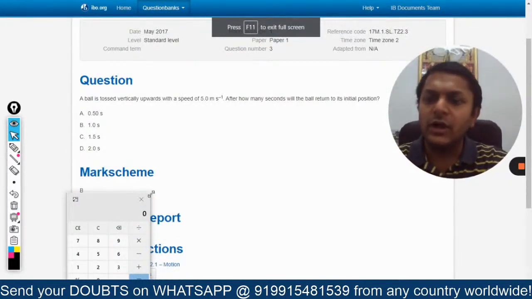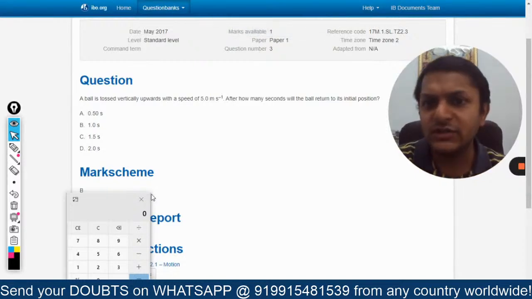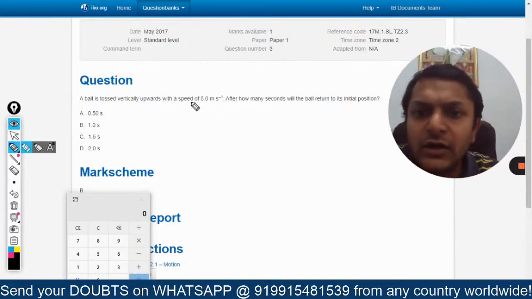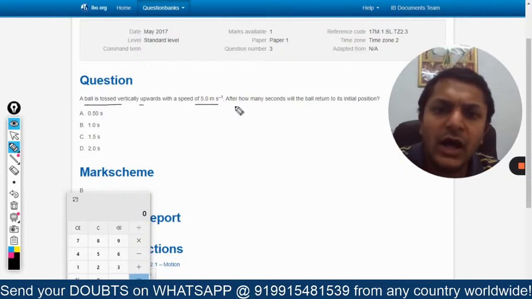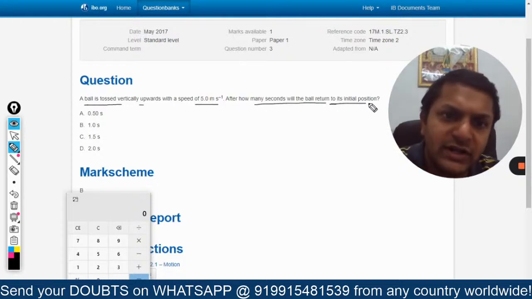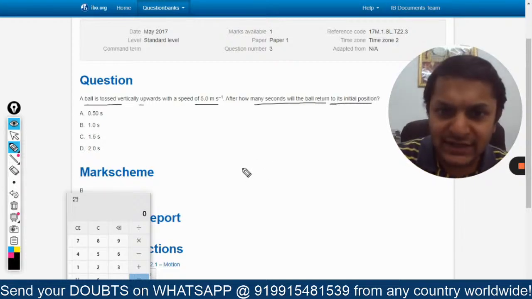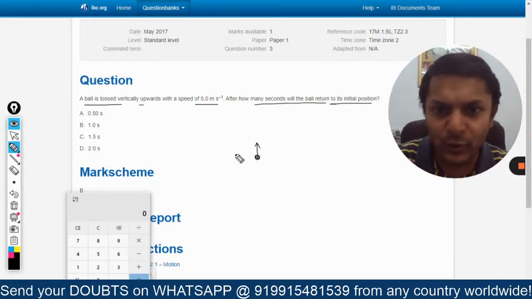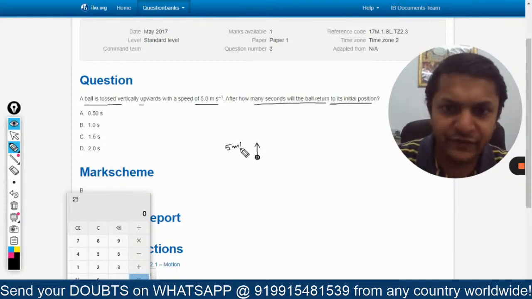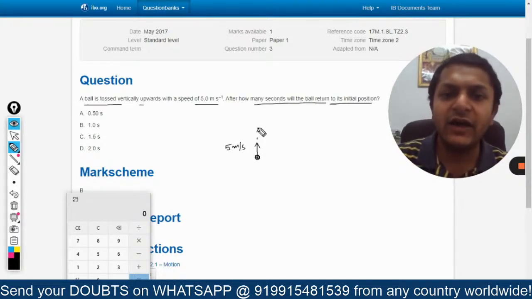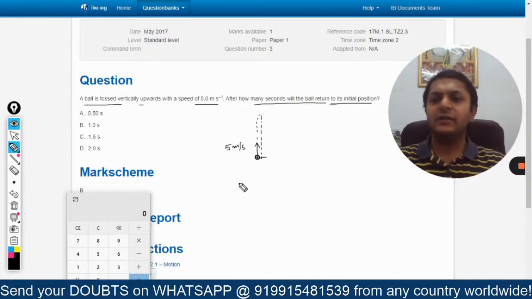Okay, in this question, a ball is tossed vertically upwards with a speed of 5 meter per second. After how many seconds will the ball return to its initial position? So it means like there is this ball and it is thrown upwards with a speed of 5 meter per second. And after how much time will the ball reach back again?